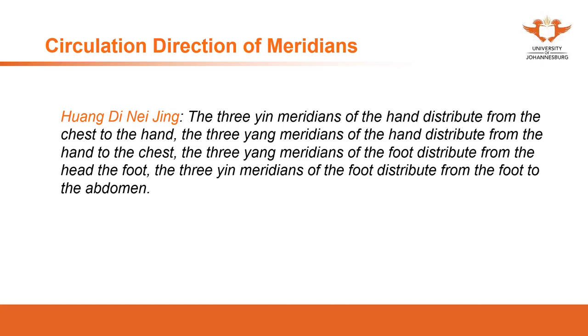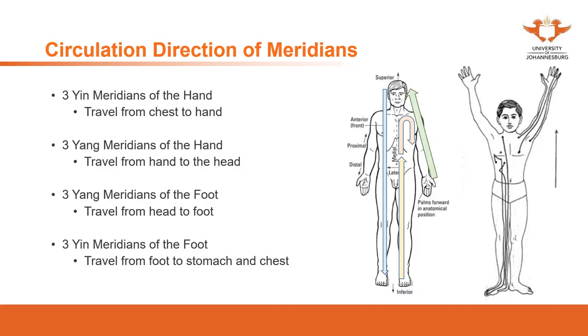It describes that the three yin meridians of the hand distribute from the chest to the hand. The three yang meridians of the hand distribute from the hands to the head. The three yang meridians of the foot distribute from the head to the foot. And the three yin meridians of the foot distribute from the foot to the abdomen. So from the description, it sounds quite complicated, but when you draw the picture, you see it's not that complicated.